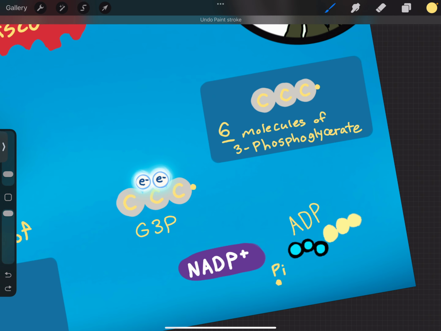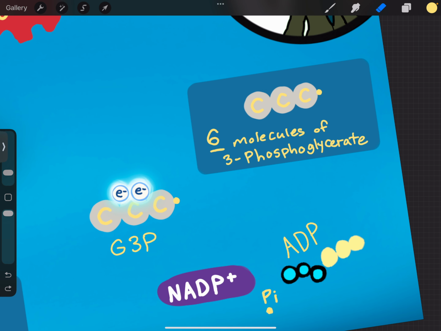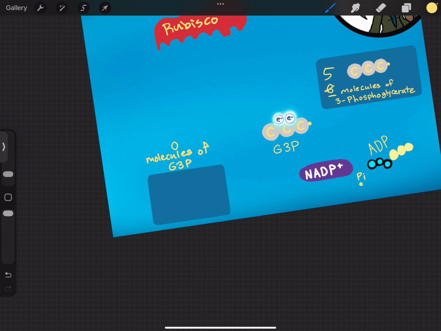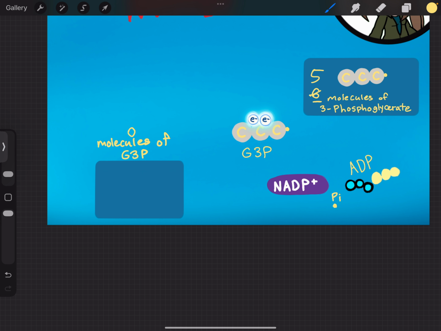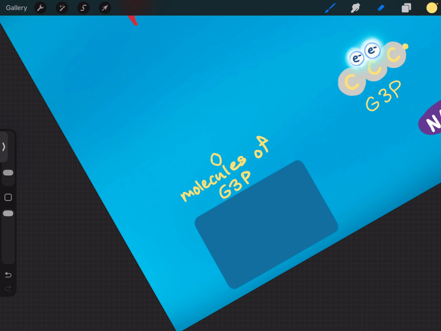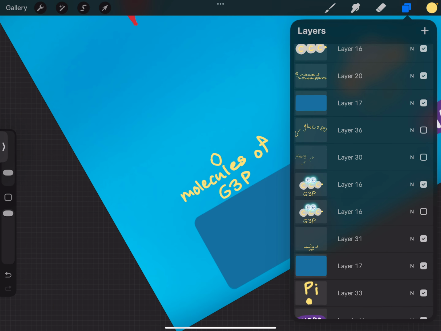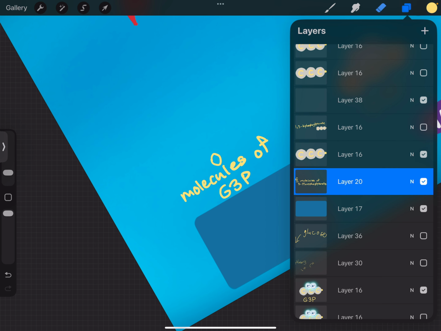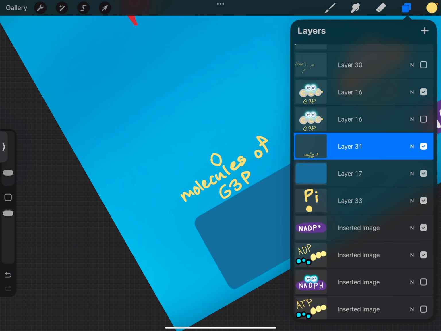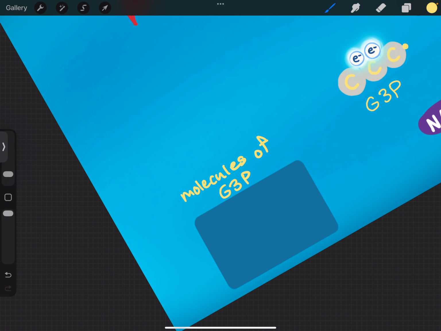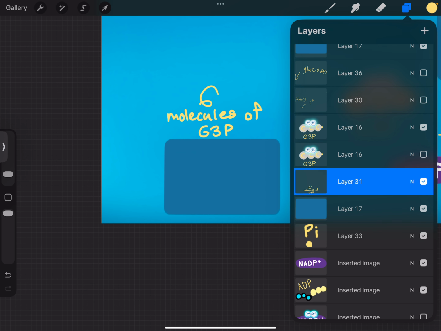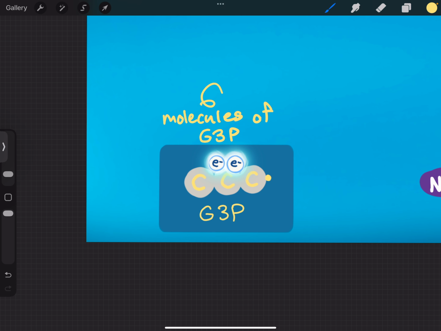And then this happens 5 more times, since we already did one. So 5 more times, and then eventually you'll have all these byproducts times 6, and this means that our final product of this is 6 molecules of G3P. So 6 of these.